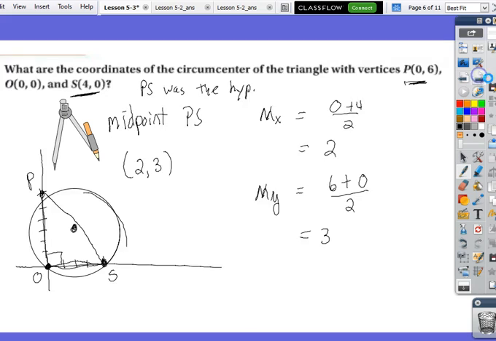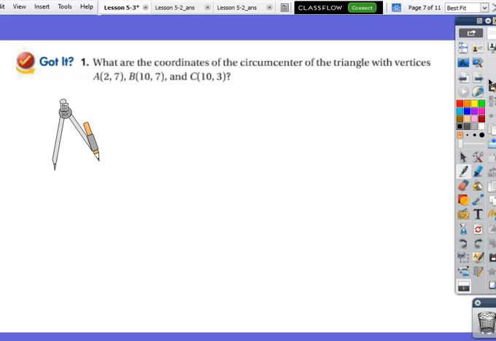I want you guys to give it a shot now. I want you to go ahead and find the coordinates of the circumcenter of the triangle with those three vertices. So you might want to intelligently draw your X and Y axis, sketch it out, see if you can figure out which side is the hypotenuse of the right triangle, and then find the midpoint of the hypotenuse.